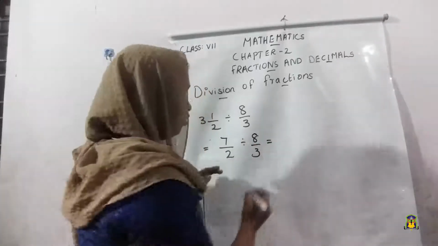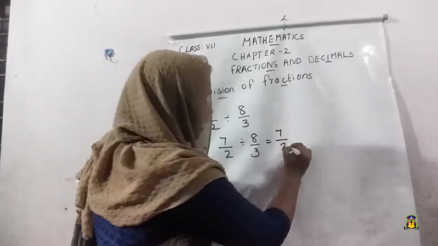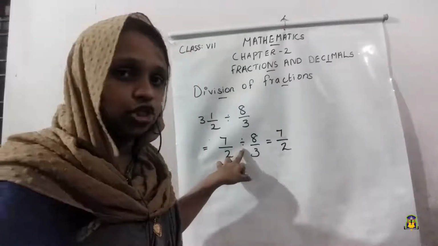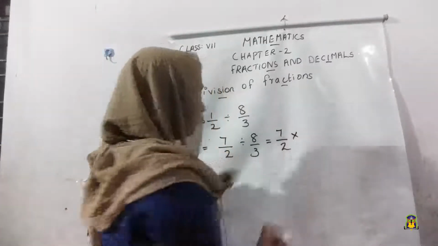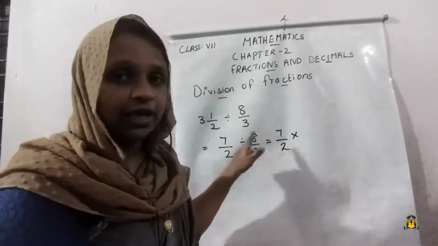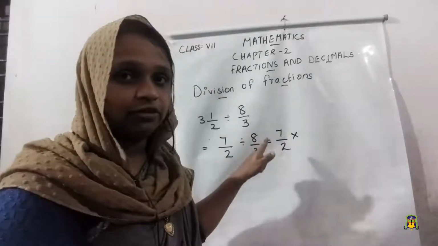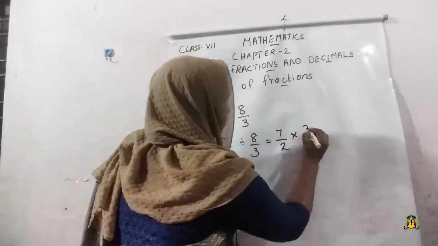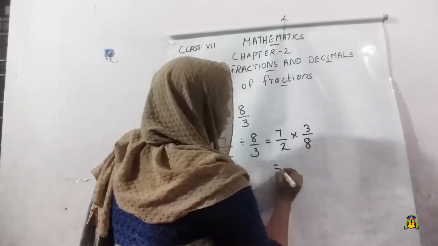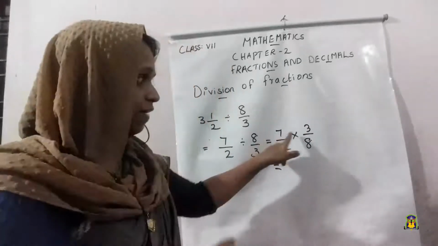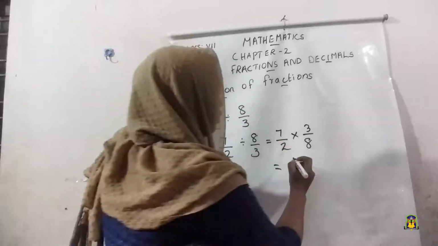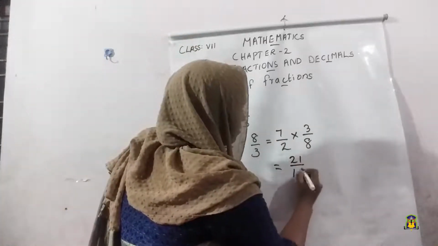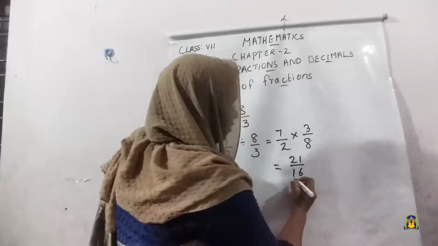Which is equal to first fraction. You want to write like that itself. This division change to multiplication. Then we want to take the reciprocal of 8 by 3. Reciprocal of 8 by 3 is 3 by 8. Then our answer is 7 into 3, 21. So 21 by 60. Okay.